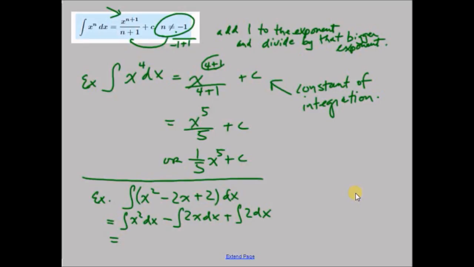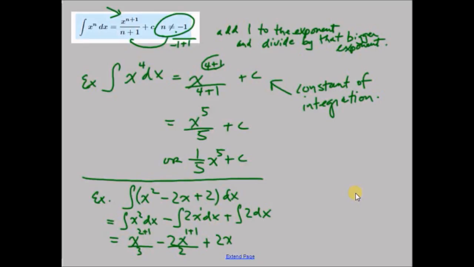So here we would have x to the 2 plus 1, divided by that 2 plus 1, which is 3, subtract 2x. The power here is 1. We're going to increase it by 1 and divide by that bigger exponent, which is now 2, and 2x.